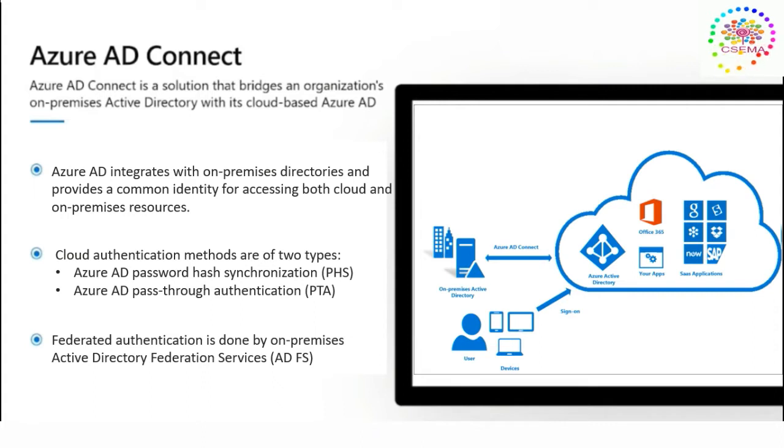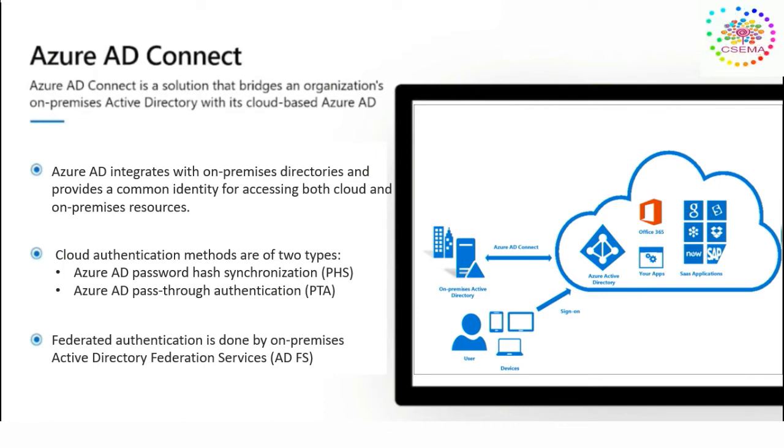Azure AD integrates with on-premises directories, making users more productive by using a common identity for accessing both cloud and on-premises resources. It enables users to use a single identity to access on-premises applications and cloud services such as Microsoft 365. It enables organizations to provide an easy deployment experience for synchronization and signing using a single tool.